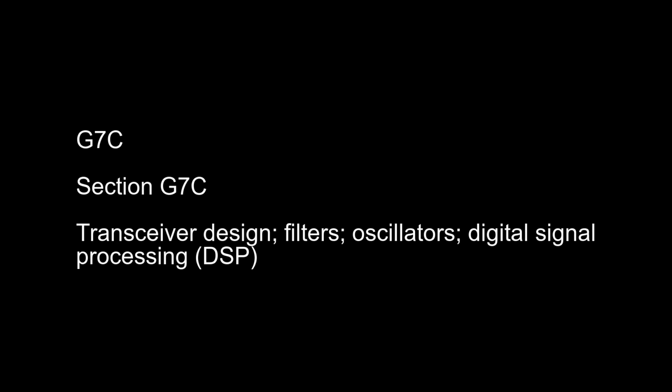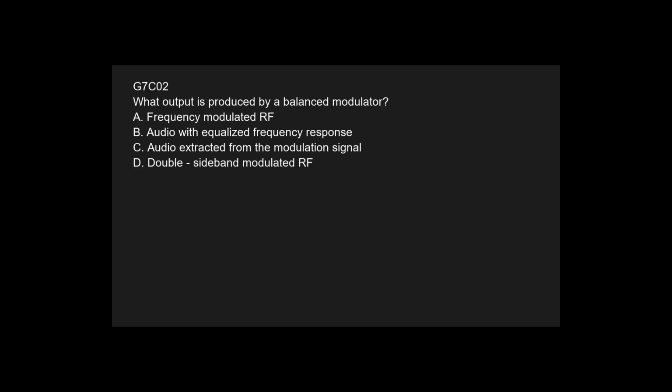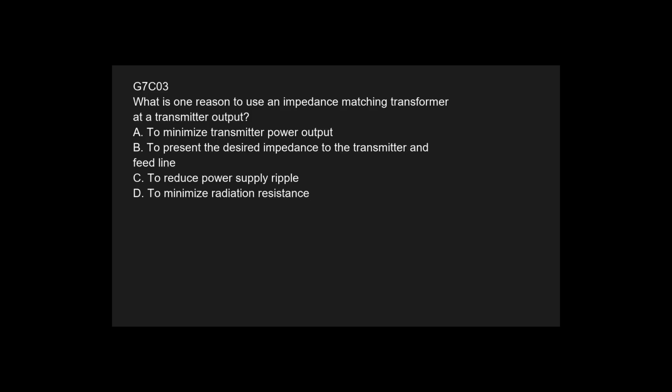FM. Section G7C. Transceiver design, filters, oscillators, digital signal processing, DSP. Question: what circuit is used to select one of the sidebands from a balanced modulator? The correct answer is B. Filter. Question: what output is produced by a balanced modulator? The correct answer is D. Double sideband modulated RF. Question: what is one reason to use an impedance matching transformer at a transmitter output? The correct answer is B. To present the desired impedance to the transmitter and feed line.